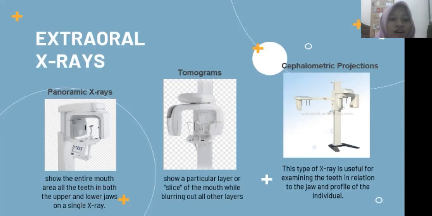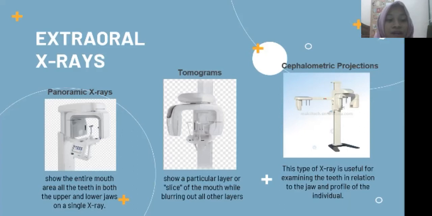Next is extraoral X-ray. Extraoral X-rays show the teeth, but their main focus is the jaw and skull. This is used to look at impacted teeth, monitor growth, and identify potential problems between teeth and jaws. This X-ray doesn't provide the detail found with intraoral X-ray. As you can see in the slide, there are three types of extraoral X-ray.